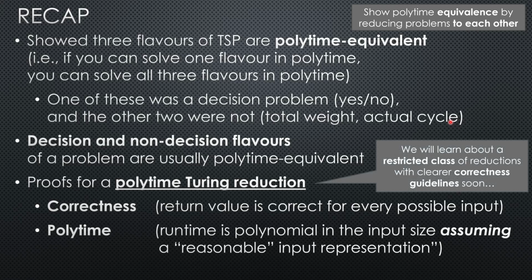Okay, and next class, we're going to learn about a restricted class of reductions with clearer correctness guidelines, because this is a slightly vague correctness guideline, right? The return value is correct for every possible input. I mean, you can show this, but this doesn't give you a particularly mechanical way of approaching the problem. We'll see a restricted class of reductions that have a much clearer correctness guideline, where there's a fairly mechanical approach. That'll be super useful for making it easy to prove that problems are NP complete, and we'll see what that means soon.